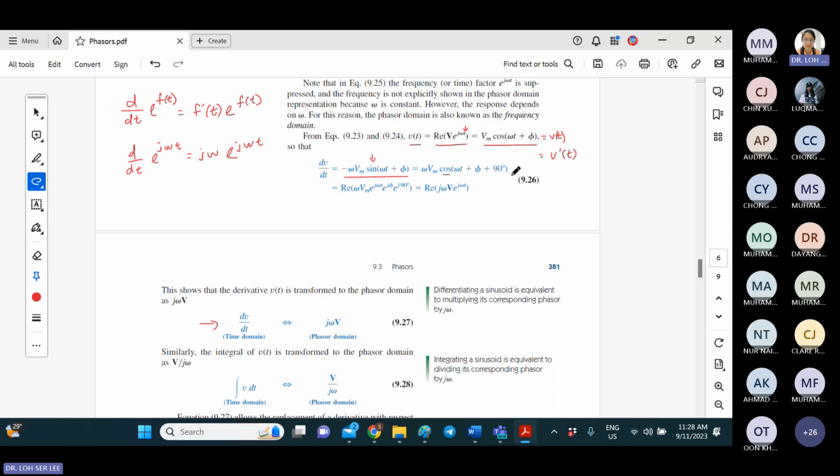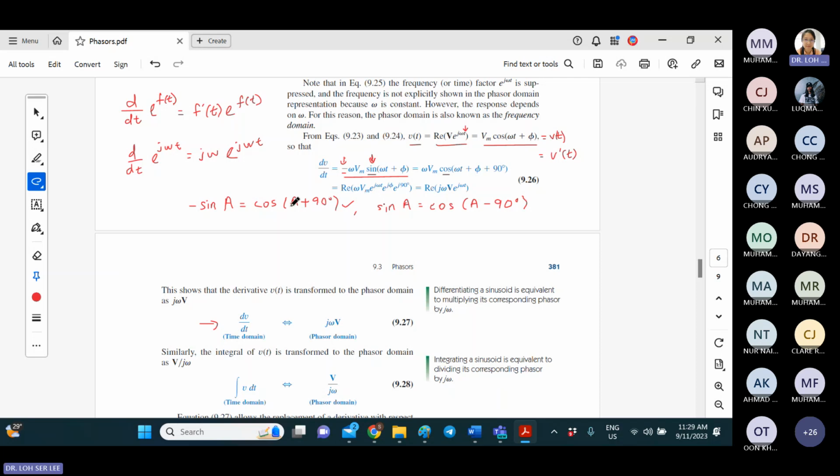We have a formula where negative sine A equals cos A plus 90. And we have another formula, which is sine A equals cos A minus 90. So which one to use? You have a sine function here, you have a negative here, so we choose this one.